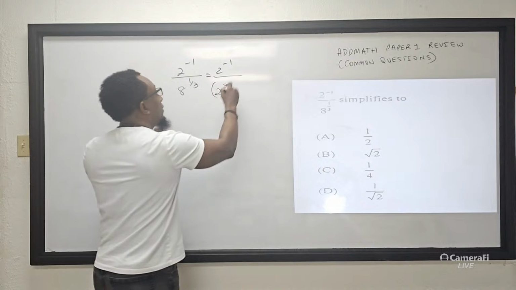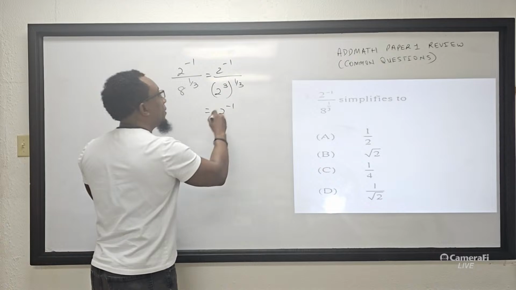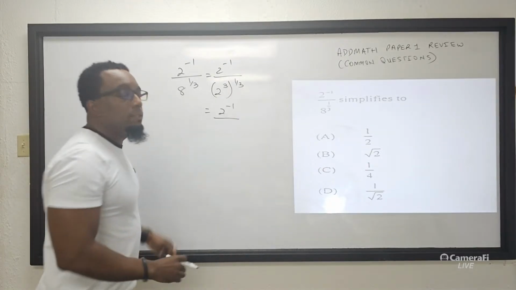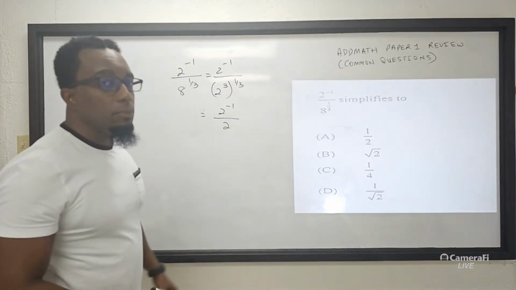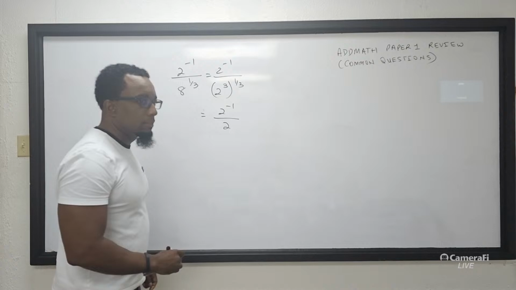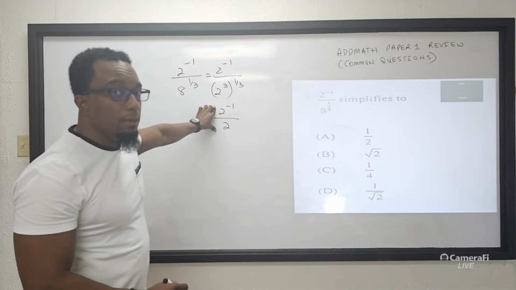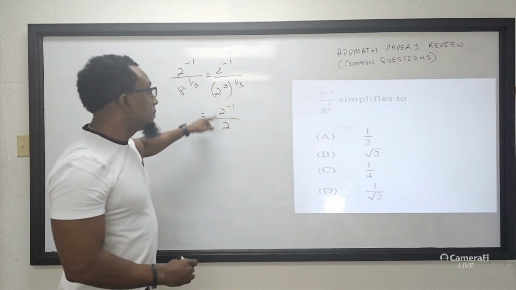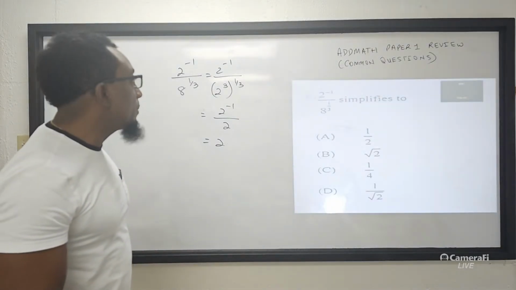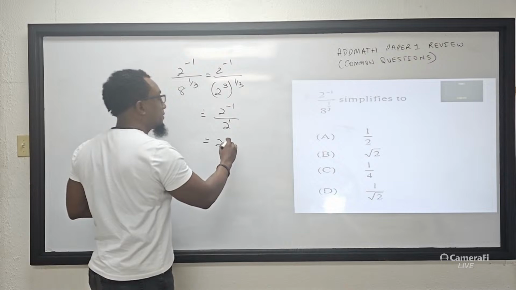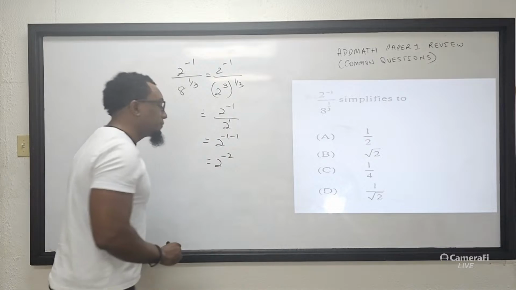8 is 2 raised to the power of 3, all to the power of a third. And this is the same as 2 to the power of negative 1 all over 2. We multiply a third by 3, which is 1. So we have 2 in our denominator. What we can do here now is simply apply our law of division of indices. Once you have the same base, we maintain the base 2, and the powers we subtract. A power of 1 is understood here. So this is negative 1 subtract 1, which becomes 2 to the power of negative 2.